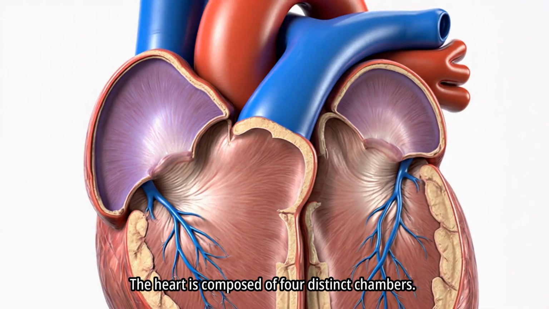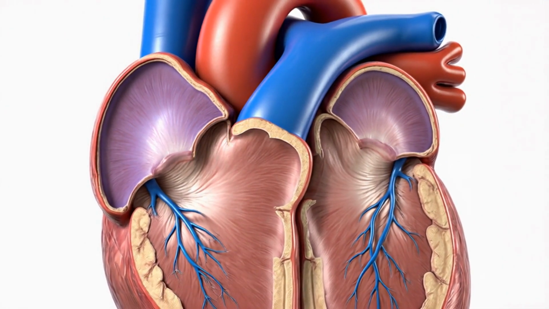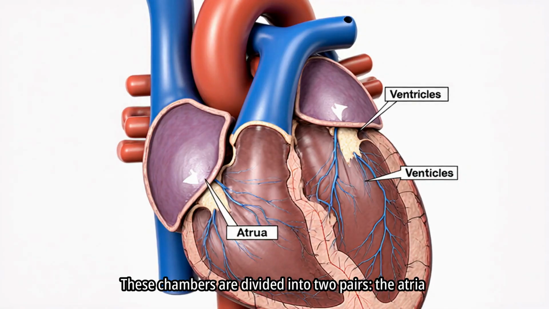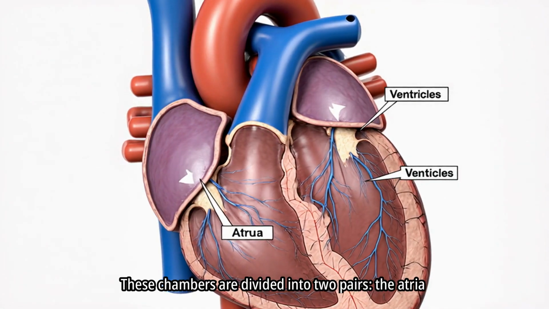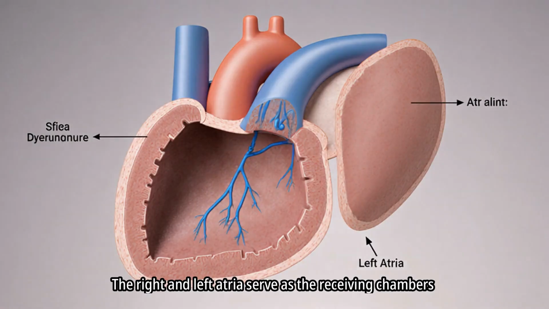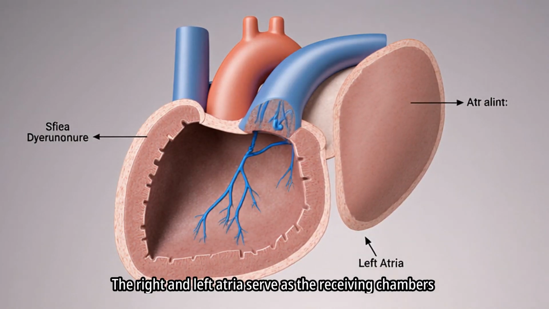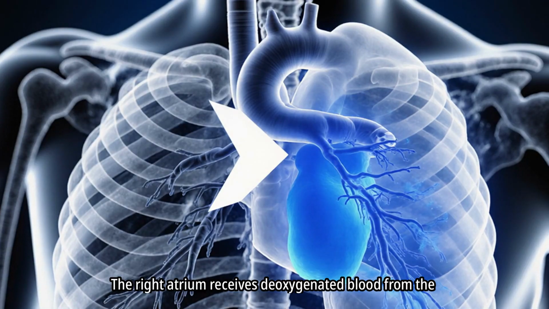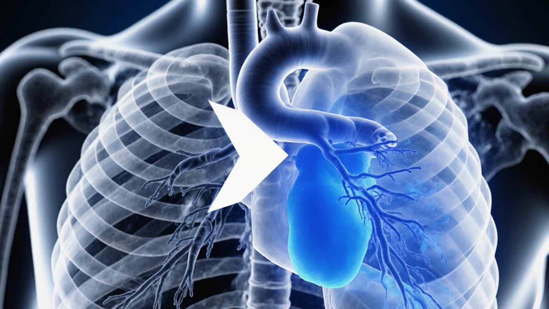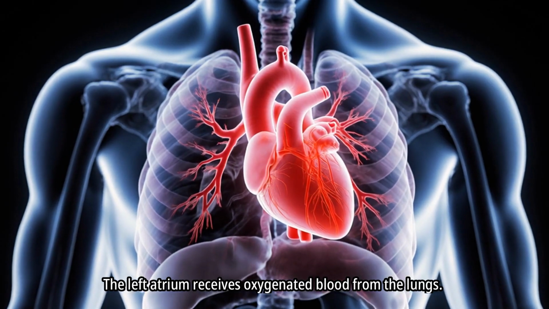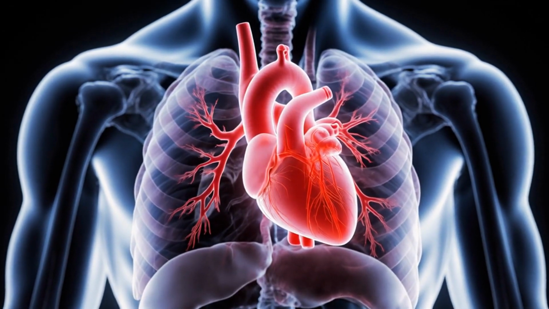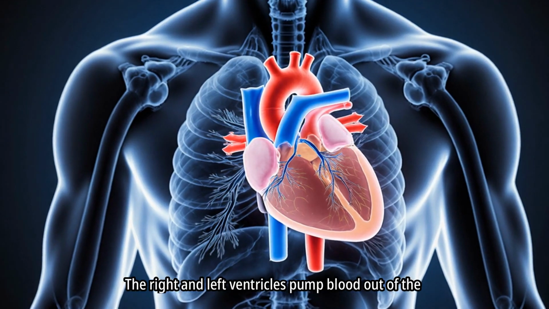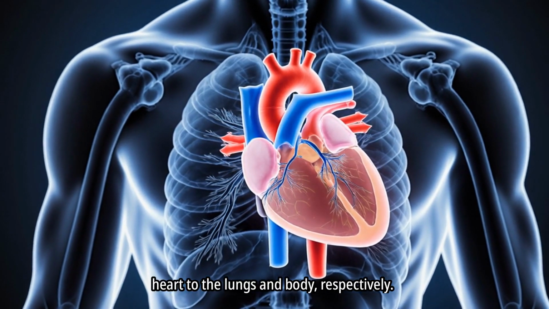The heart is composed of 4 distinct chambers. These chambers are divided into 2 pairs, the atria and the ventricles. The right and left atria serve as the receiving chambers for incoming blood. The right atrium receives deoxygenated blood from the body. The left atrium receives oxygenated blood from the lungs. The right and left ventricles pump blood out of the heart to the lungs and body, respectively.